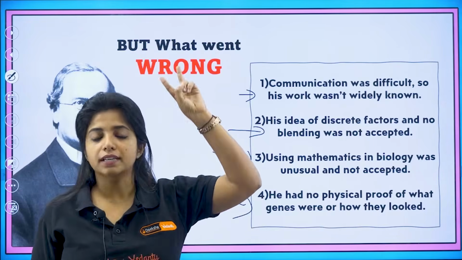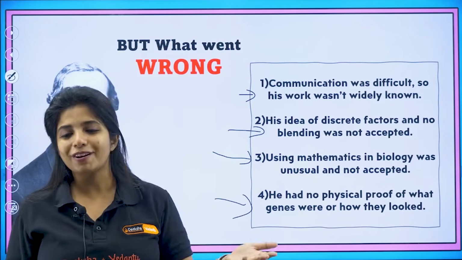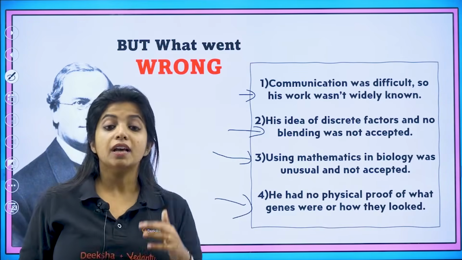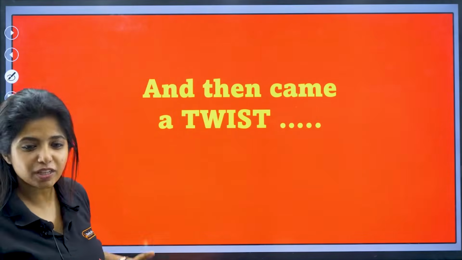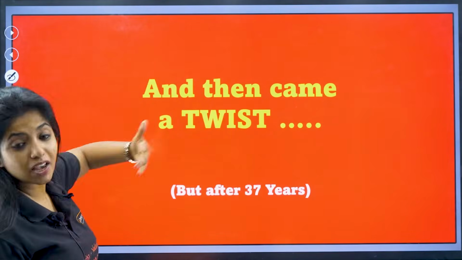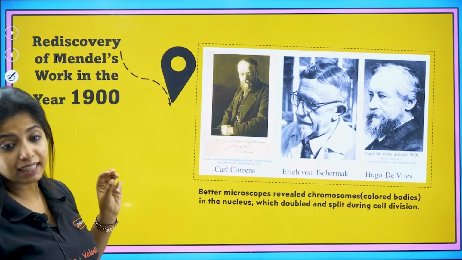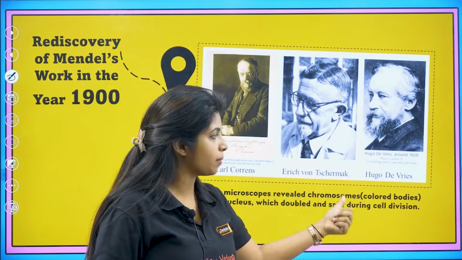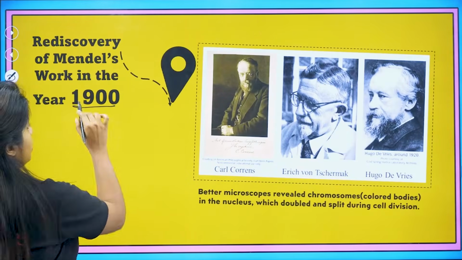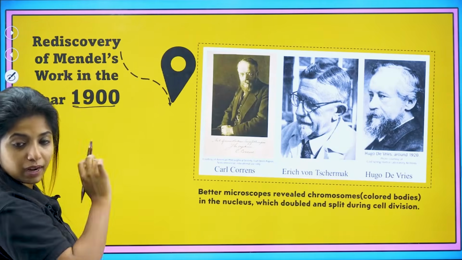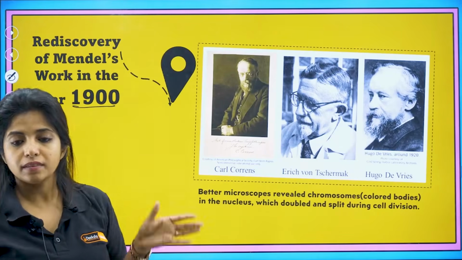So, communication was difficult, his idea of discrete factors and no blending was not accepted, using mathematics was not accepted, and physical proof was absent. That is the reason. But then came a twist. What was the twist, my dear children? After 37 years, imagine, 3 people came in, in 1900: Karl Correns, Erich von Tschermak and Hugo de Vries. The year is very important, 1900.